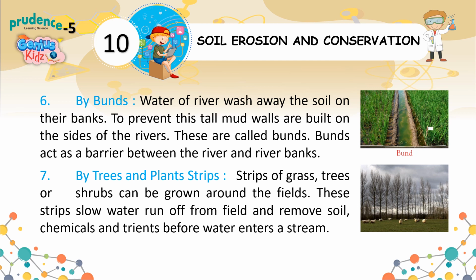7. By trees and plant strips. Strips of grass, trees or shrubs can be grown around the fields. These strips slow water runoff from the field and remove soil, chemicals and nutrients before water enters a stream.